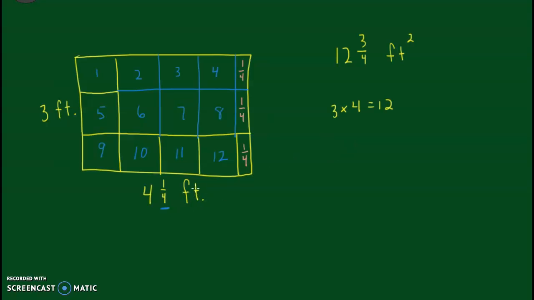Then I have to think about these 1/4 again. And there's a variety of strategies you can do with that. You could think about adding them together. So 1/4 plus 1/4 plus 1/4, which would give you your 3/4. Or you could take 3 times 1/4, and that's going to give you 3/4 as well. And then once you have your whole numbers multiplied together and then your fourths figured out, you can put those together, and then you get your 12 and 3/4.